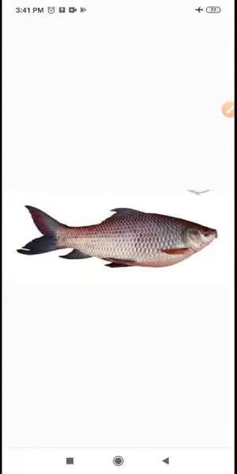Then fourth one is rohu fish. Identifying character, presence of fins, and presence of scales on the body. Then economic importance, used as food. And if adaptation is asked, you can write streamlined body.